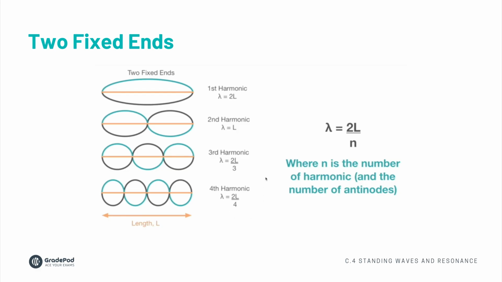We can come up with a relationship here. We have lambda equals 2L over 1, lambda equals 2L over 2, lambda equals 2L over 3, lambda equals 2L over 4. So a relationship is formed where you can find the wavelength of a wave using the formula 2L, which is the length between the fixed ends, over n, where n is the number of the harmonic and also the number of antinodes.